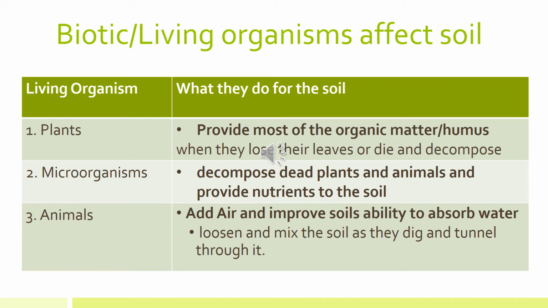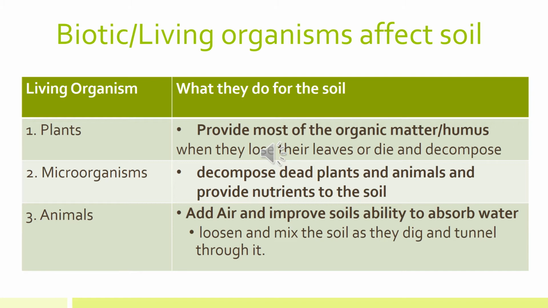Plants provide most of the organic matter or humus. Now, how do they do that? When they lose their leaves or they die, they start to decompose. Therefore, the leaves, the twigs, and anything that falls on the ground from the plant becomes the organic matter or the humus.